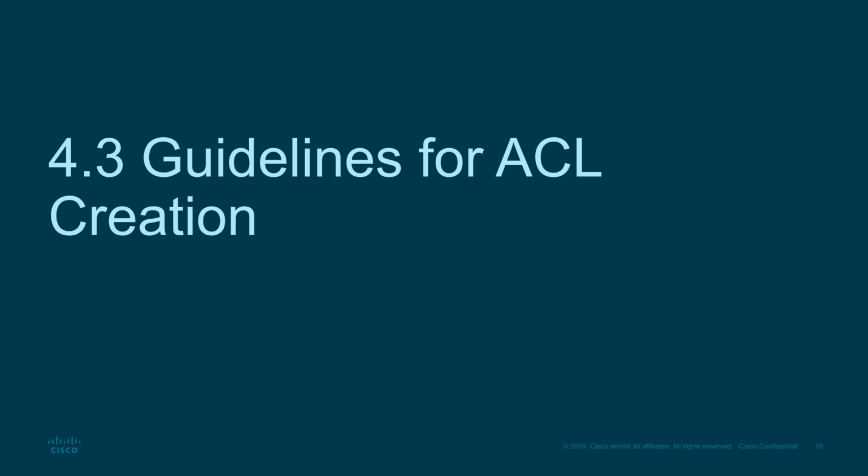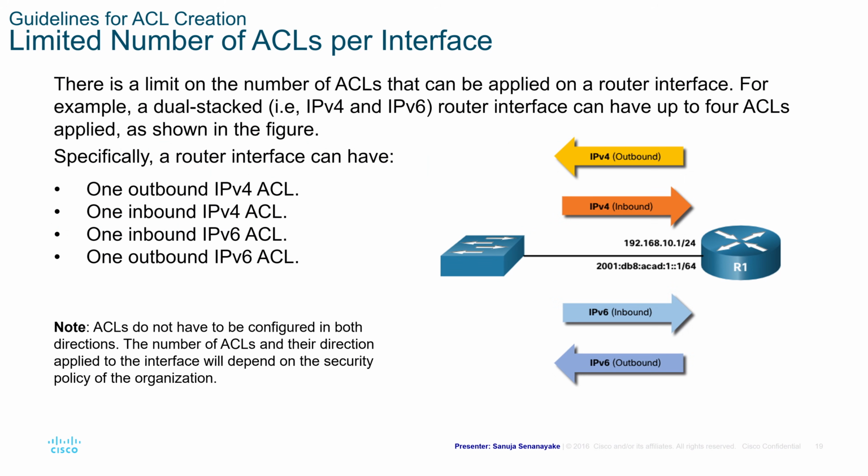Guidelines for ACL creation. Limited number of ACLs per interface. There is a limit on the number of ACLs that can be applied on a router interface. For example, a dual stack, which basically means an IPv4 and IPv6 configured system, router interface can have up to 4 ACLs applied, as shown in the figure on the right hand side. You have 4 ACLs applied to an interface. You have 2 for the IPv4 and 2 for the IPv6.